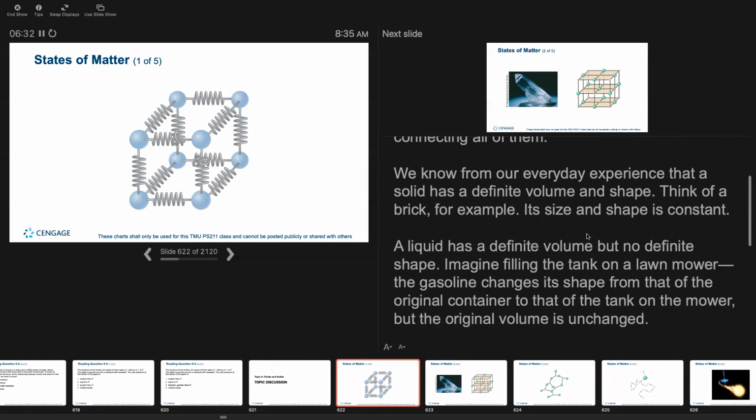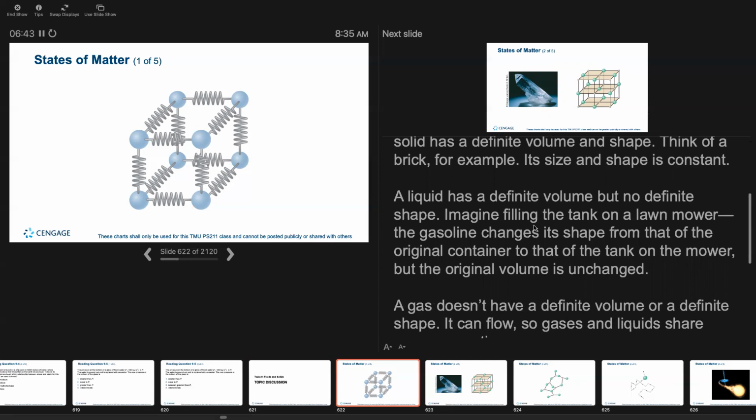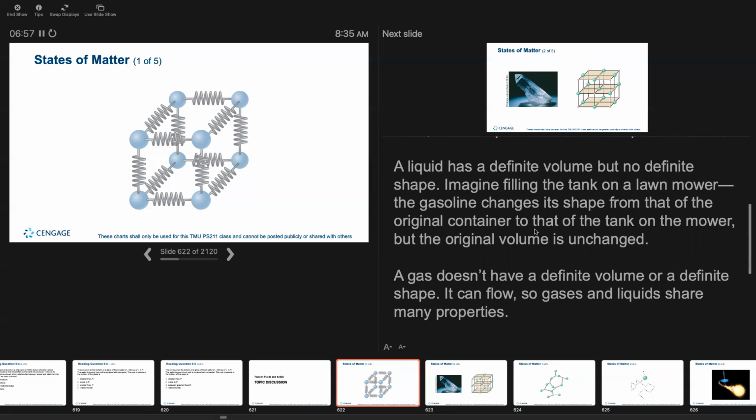So we know from our everyday experience that a solid has a definite volume and shape. Think of a brick, for example, its size and shape is constant. A liquid, on the other hand, has a definite volume, but no definite shape. Imagine filling the tank of a lawnmower. The gasoline changes its shape from that of the original container to that of the tank on the mower, but the original volume is unchanged.